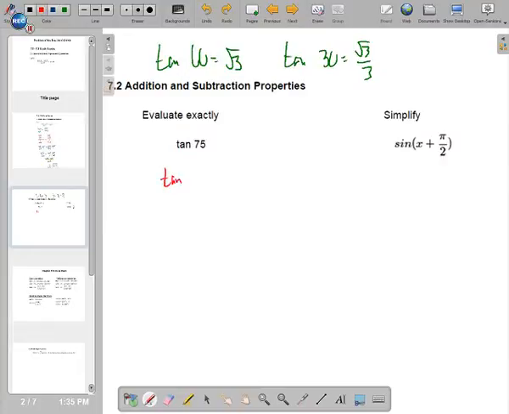Let's see. How about I do 120 minus 45? That'll do it. That's a 60-degree reference angle. That's what I'm looking for. So the tangent of 120, we're in the second quadrant. So it's negative radical 3, and the tangent of 45 is 1, so that'll be easy.